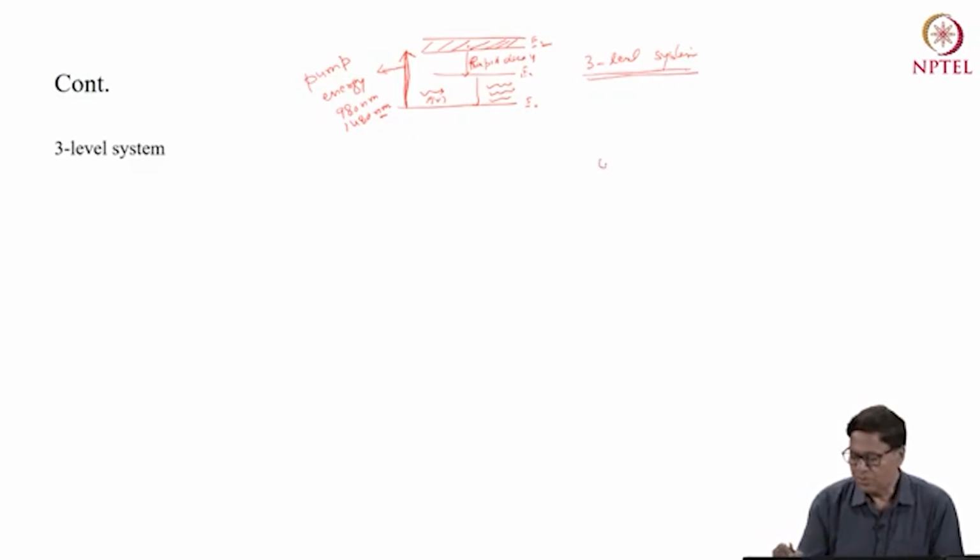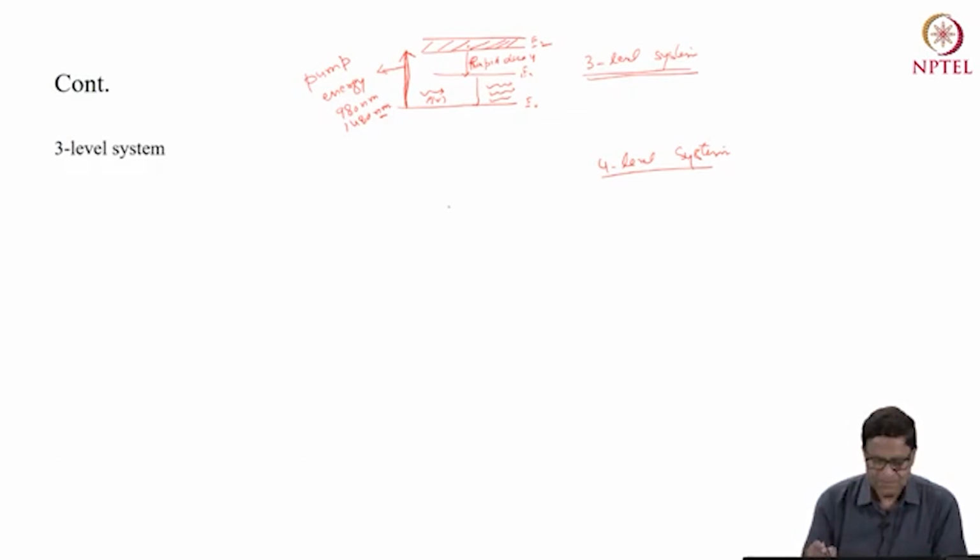One can also use a 4-level system. Here in the 3-level case, you practically have to pull at least half of the electrons to the higher state. So you require a larger amount of pump power or pump energy. But if you have a 4-level system, this criterion of high pump energy is relaxed. So let us understand this. Suppose there is a 4-level system starting E0, E1, E2, E3. So this is your pump energy.